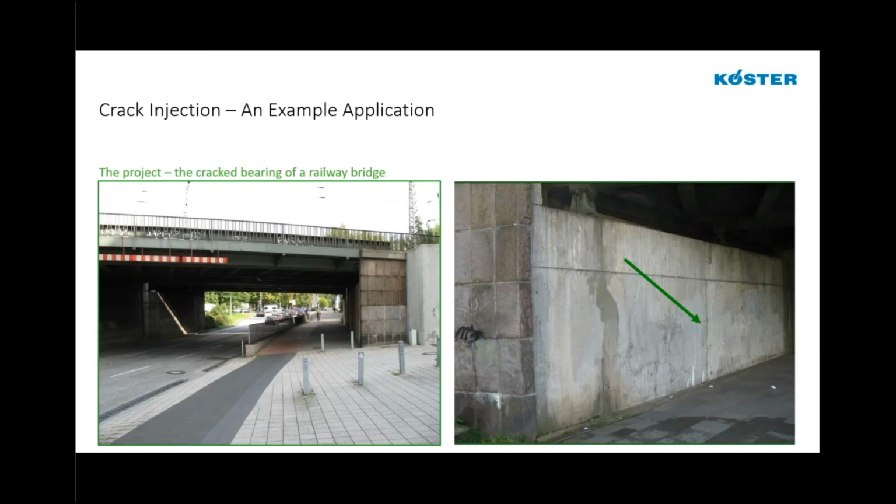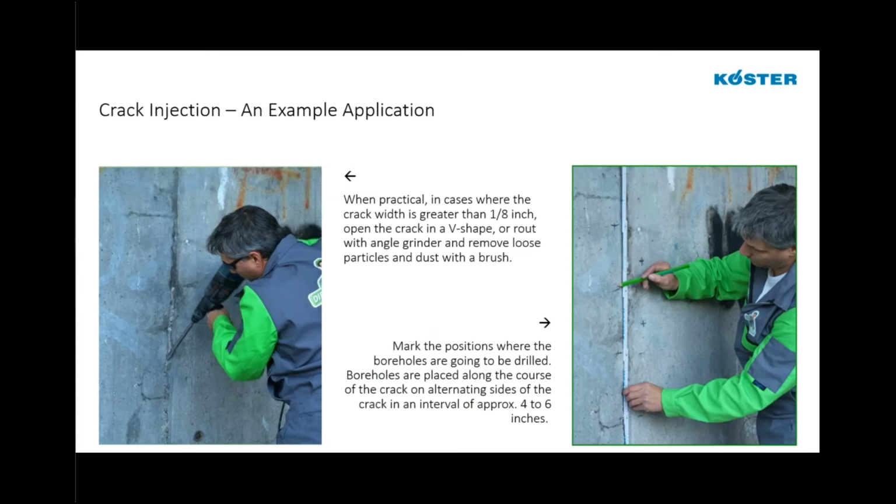So here we have a crack bearing of a railway bridge. The picture on the right is identifying the crack that we are isolating in the obviously concrete substrate. We're injecting into concrete here. When it's practical and when a crack is greater than potentially 1/8 of an inch or bigger, normally we open the crack either in a V shape, or we route the crack out with an angle grinder and we remove any of those loose particles. This is commonly done when we're surface sealing cracks, when the cracks are surface sealed to prevent injection material from flowing out of the crack. We like to prepare and clean that crack either by routing out with an angle grinder or by mechanically preparing the crack to be sealed.